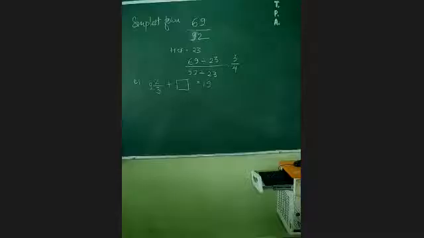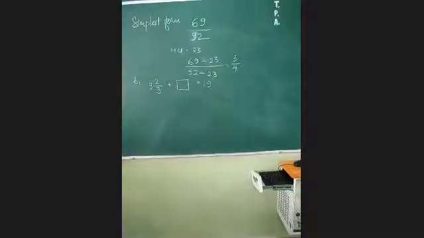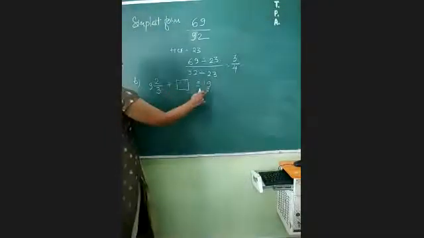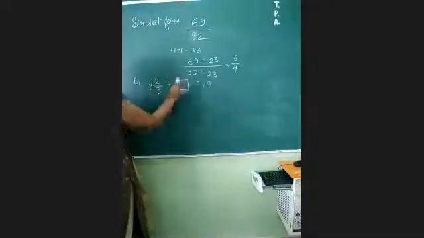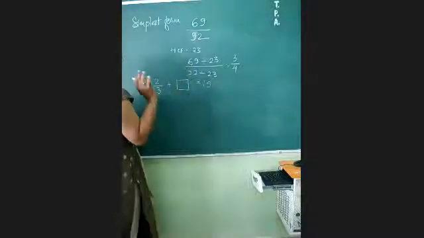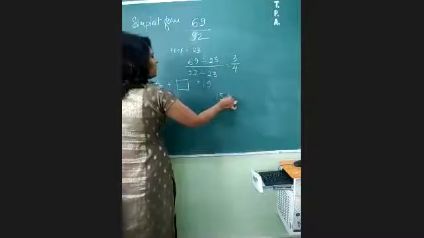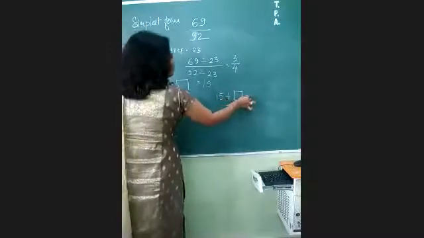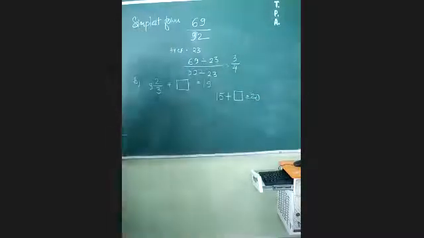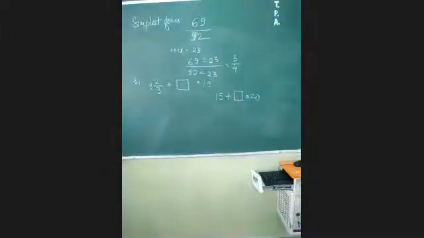Yes, fine. So now we have: which number should be added to 9 whole 2 by 3 to get 19? For this, I will tell you one example. Suppose I ask you what should be added to 15 to get 20. What should be the answer? 5. Can you tell me how you get 5? By subtracting 15 and 20.